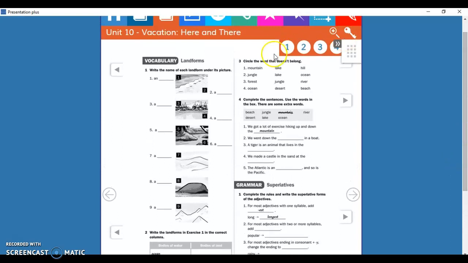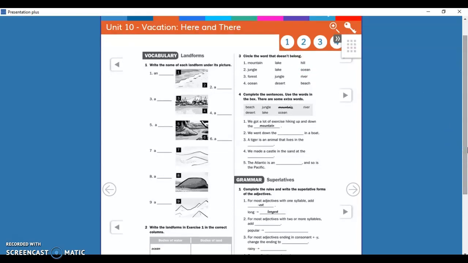Then we're going to do exercise number 3. We're going to circle the word that doesn't belong. So here, mountain, lake, and hill. Hay una que no pertenece, hay un cuerpo de agua y dos de tierra. One body of water and two bodies of land. Busquemos cuál es el que no corresponde. ¿Listo?